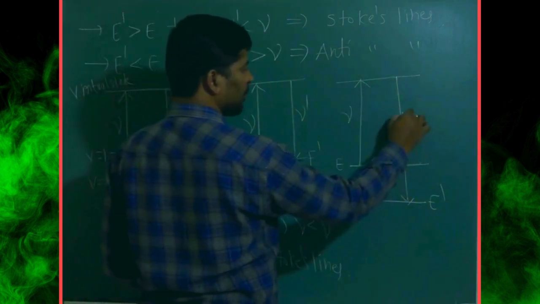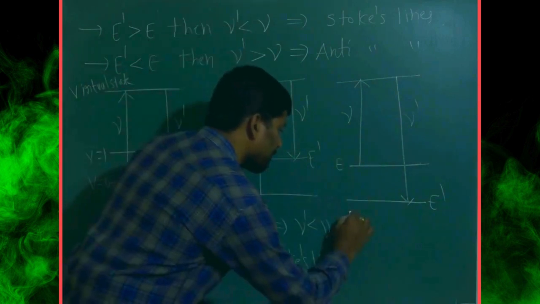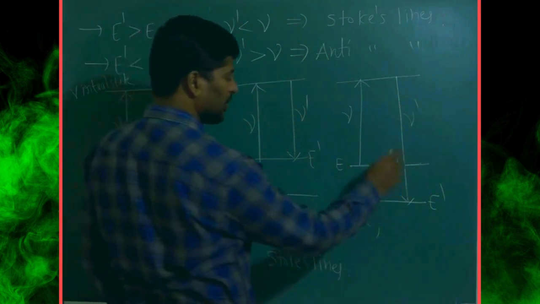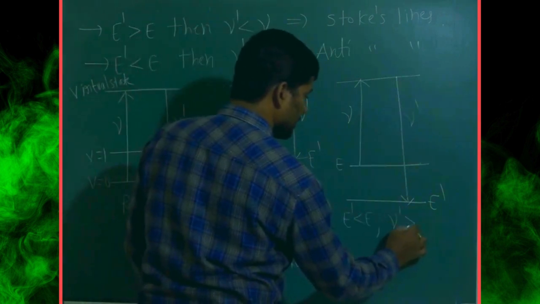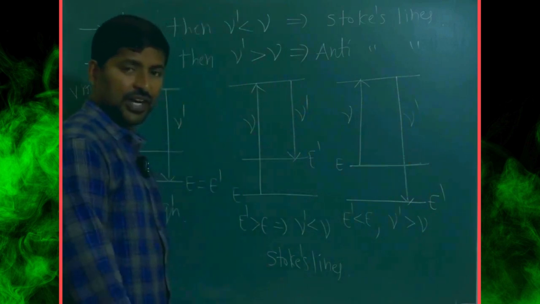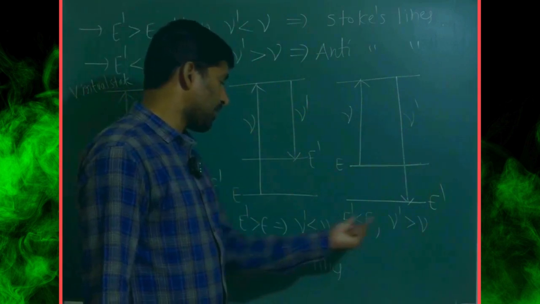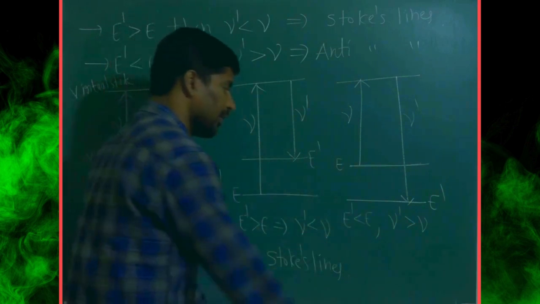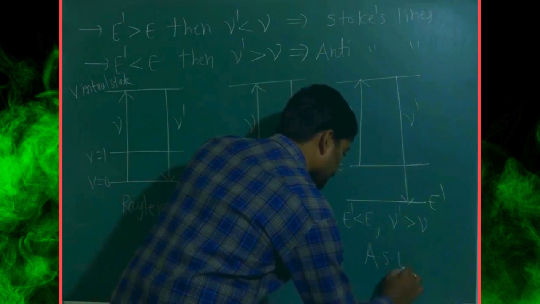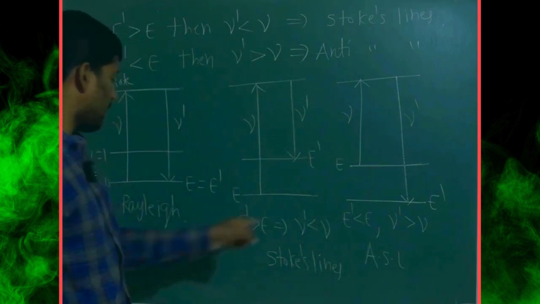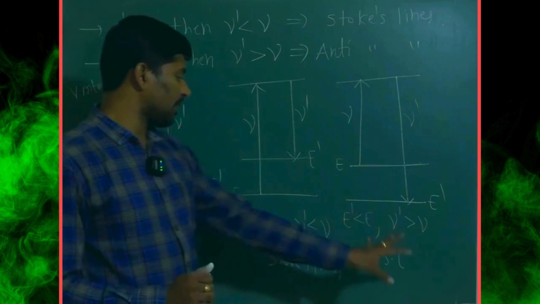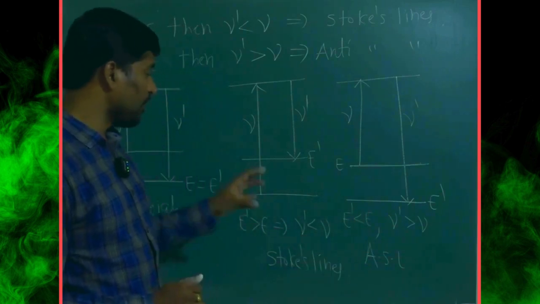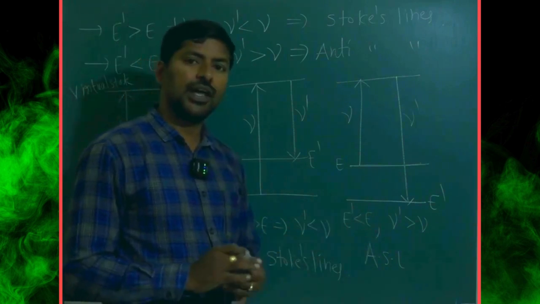So what is the scattered radiation frequency? Nu dash. Now E dash is less than E. Energy of the molecule is decreased, but the scattered radiation frequency is increased. The difference we get is called Raman shift. The corresponding lines are called anti-Stokes lines. So like this we get Stokes lines and anti-Stokes lines, and these two come under Raman shift.